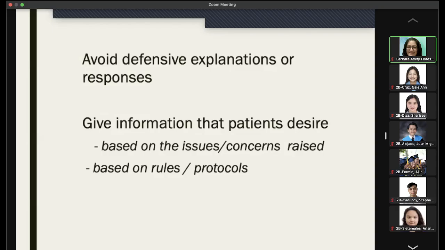And the only way that you would know what the patient's issue is, is to elicit it from them. So when you let them ventilate, when you tell them to tell you more about what happened, that's the time that you look into the issues and concerns. And that's what you apologize for, or that is what you acknowledge.